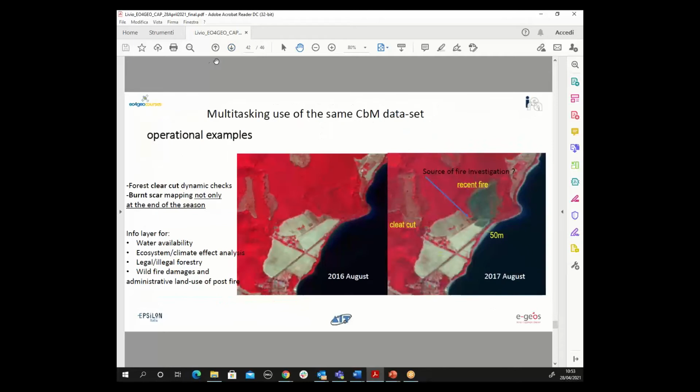Just an example, we have a two Sentinel-2 image comparison in 2 years. As you can see, after the summer drought, there is a water reduction. See the shore of 50 meters more. The recent fire, and we can detect also the source of the fire. It can be very useful for the coast guards. And also on the left we can see a clear cut in the forest. So using the same system, we can provide agriculture, forestry, environment, civil protection, and also police information.